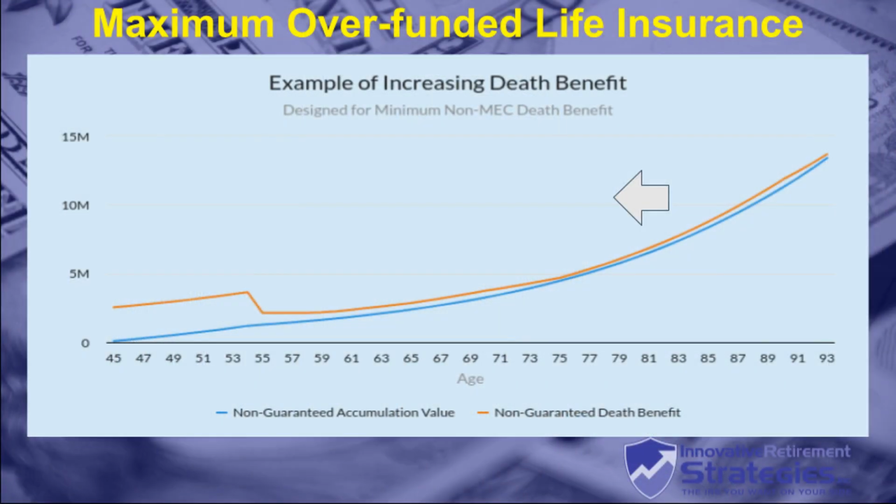And here that's occurring at the 10-year mark, and you see that the orange line representing the death benefit drops off dramatically at that point in time, and the net amount at risk to the insurance company is represented by that little sliver that you see between the orange line and the blue line from year 11 onward.